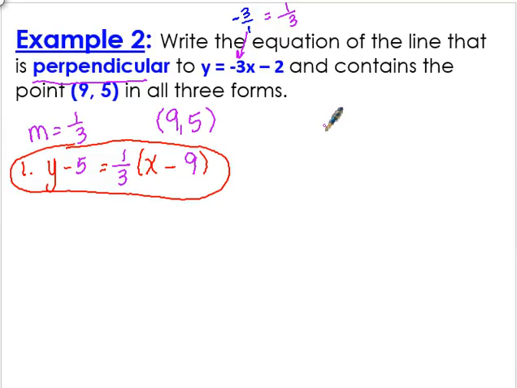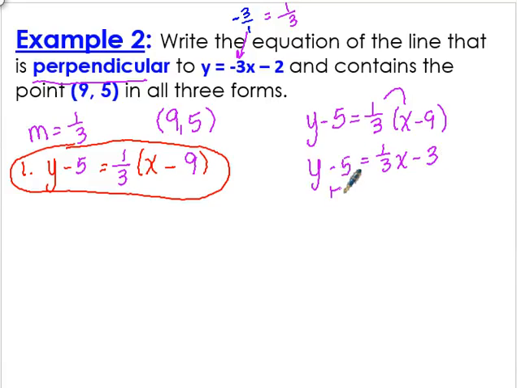My next form is slope-intercept form, which is where I have to get y by itself. So I'm starting here from my point slope form, and I'm going to distribute. And I get 1/3 x minus 3. Add 5 to both sides because you're trying to get y by itself, and I get y equals 1/3 x plus 2, so that's the slope-intercept form.